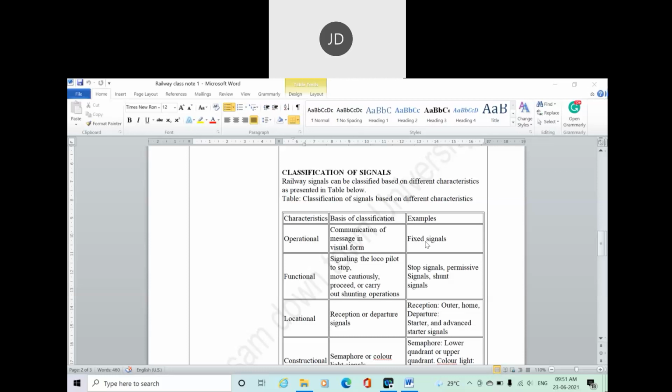In railway terminology, signaling is a medium of communication between the station master or the controller sitting in a remote place in the office and the loco pilot. It is a concept to build the communication between the loco pilot and the person sitting in the control room. From the control room, guidance is given to the loco pilot: which track is clear, is there any danger. These things are communicated by signaling.